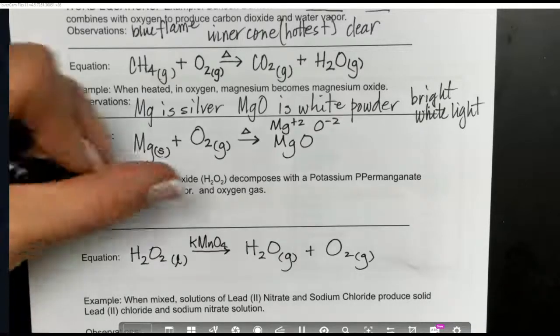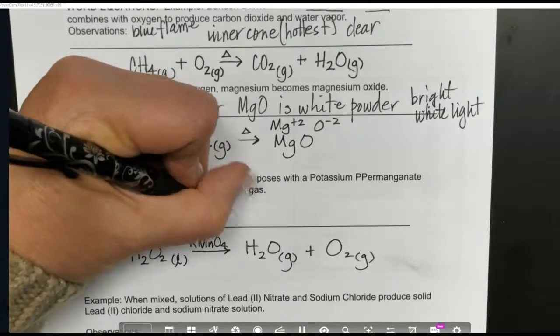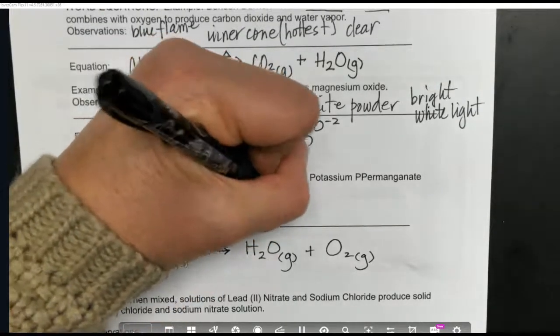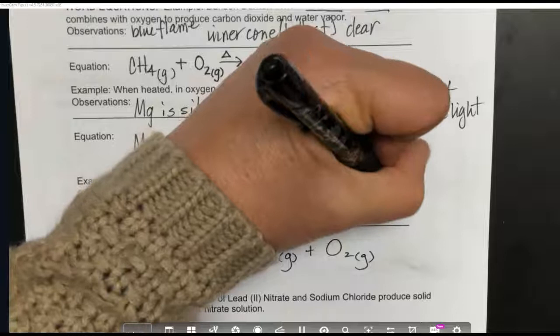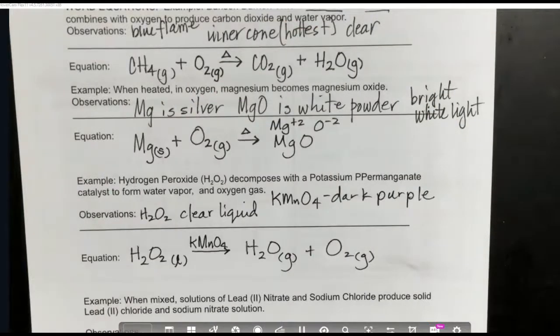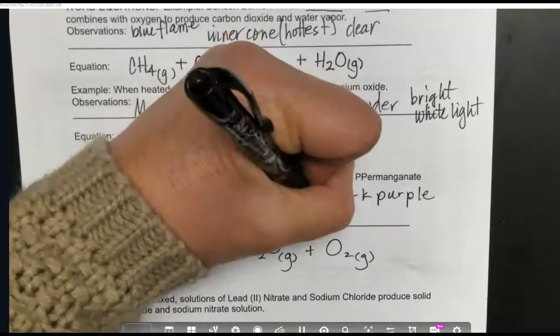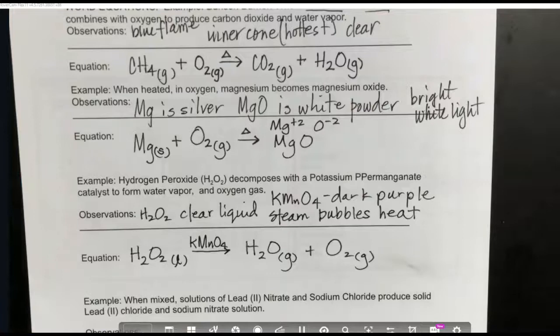Okay, now let's talk about the observations we saw. We saw that the H2O2 was a clear liquid, and we saw that the KMnO4 was a dark purple. All right. What we noticed when we put the catalyst into the hydrogen peroxide is we saw steam, lots of bubbles, and we felt some heat being produced. So those were our observations for the hydrogen peroxide.